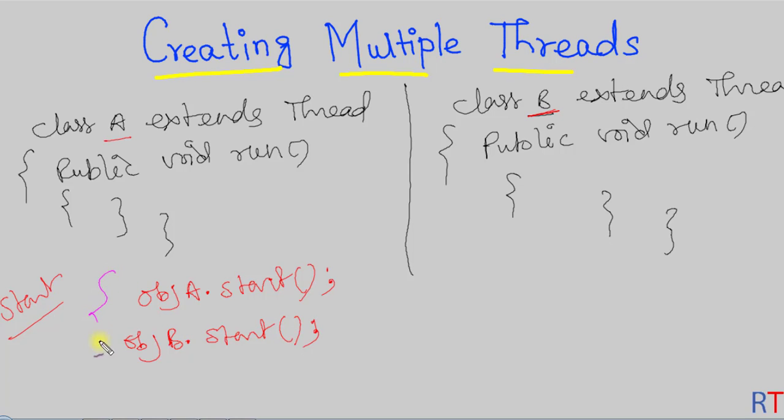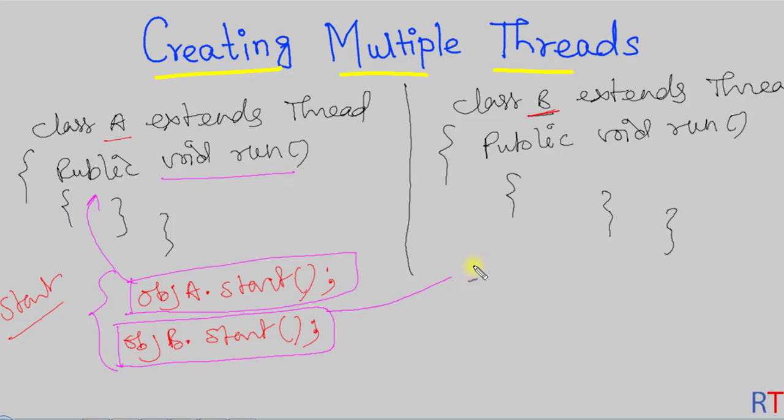And this way we can create multiple threads, where the first thread will start and execute the code we write inside the class A run method, and the second thread will start and execute the code we write inside the class B run method, and both of these threads will execute parallel to each other.